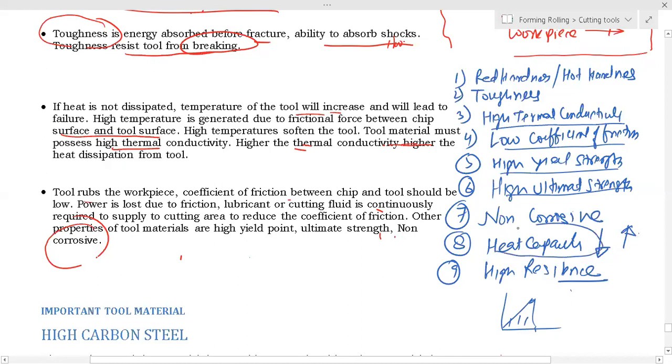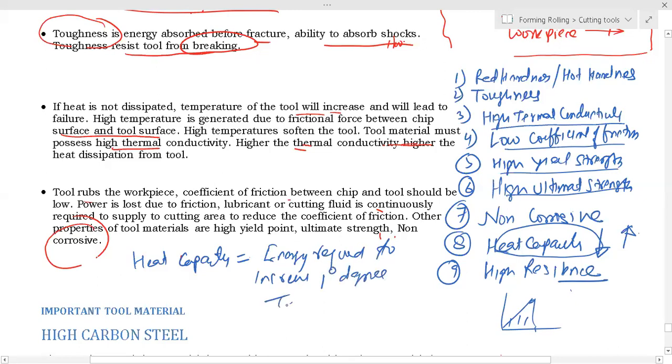Tell me how this heat capacity is related. What is heat capacity? Heat capacity is the energy required to increase temperature by 1 degree. So one is having 50 joule, another is having 100 joule. It means to increase 1 degree temperature, you require this much energy. In another case, with higher heat capacity, to increase the same 1 degree, you need this much.